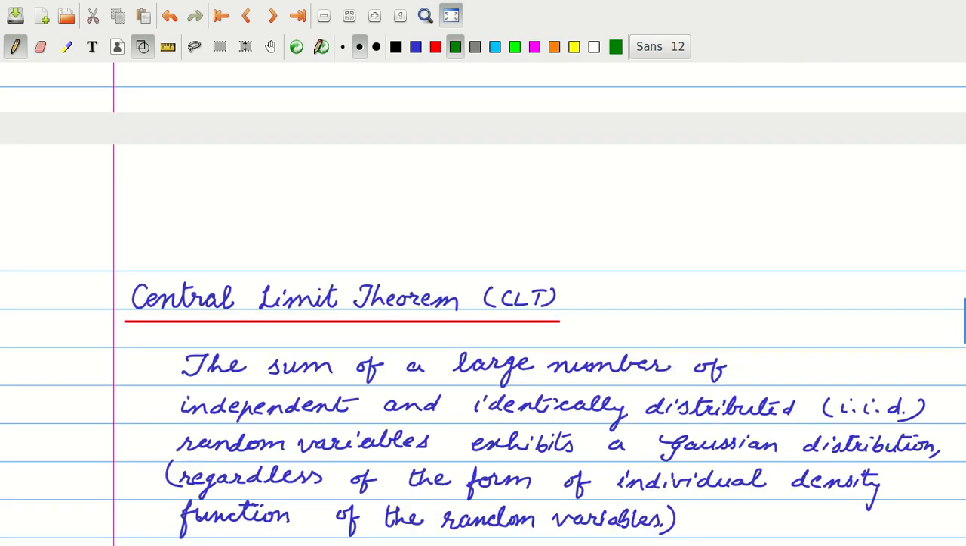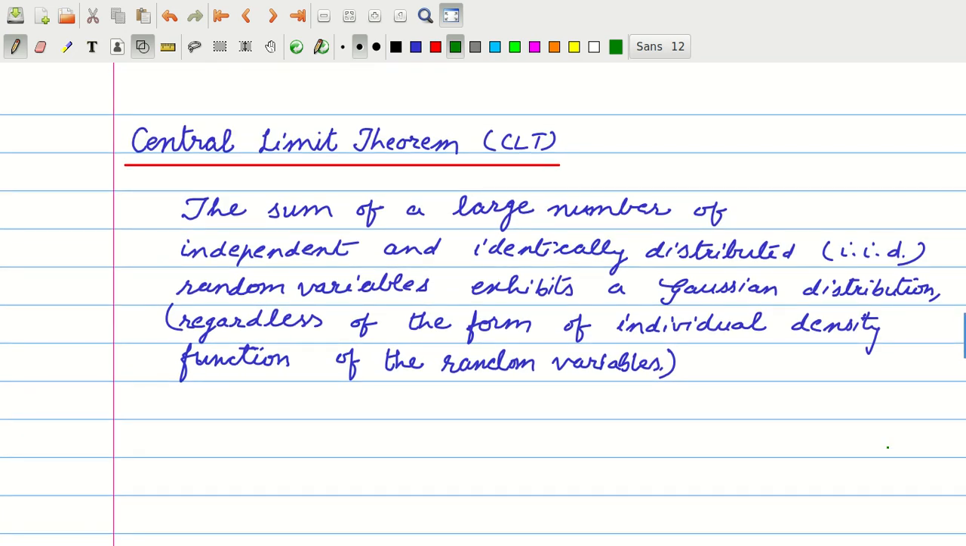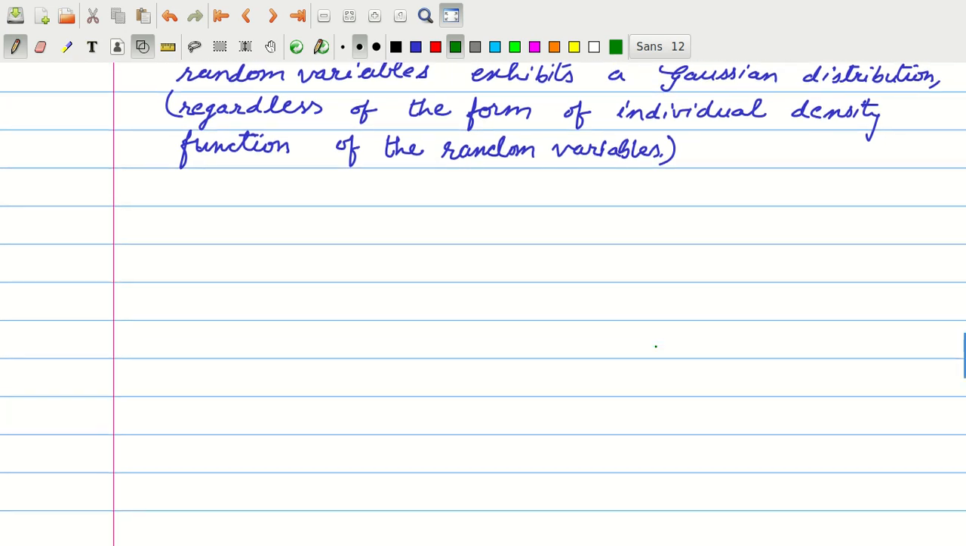Let us now look at the central limit theorem. Broadly, the central limit theorem states that the sum of a large number of independent and identically distributed, in short IID, random variables exhibits a Gaussian distribution regardless of the form of the individual density function of the random variables. Formally, let X1, X2 and so on up to Xn be IID random variables.